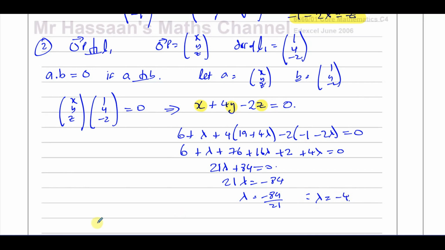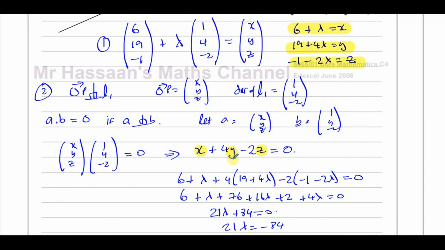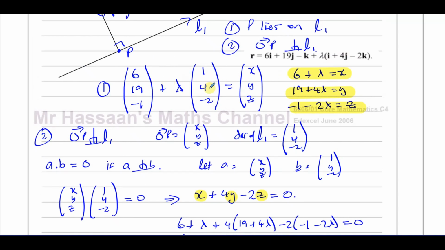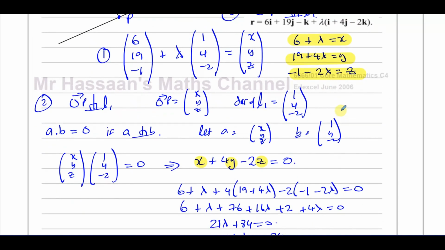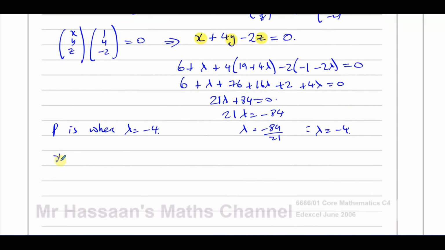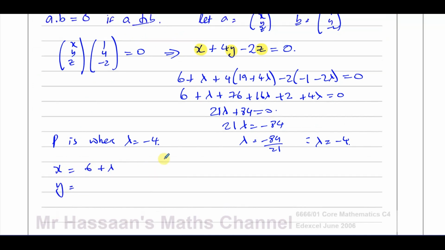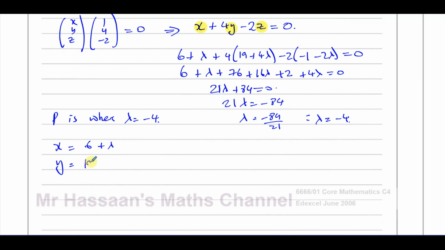So we know that the point P is where lambda equals negative 4. So you can take this if you want even, or you can take these, we can say x, y, and z. So I know x is equal to 6 plus lambda. I know y is equal to 19 plus 4 lambda. And the z part is minus 1 minus 2 lambda.